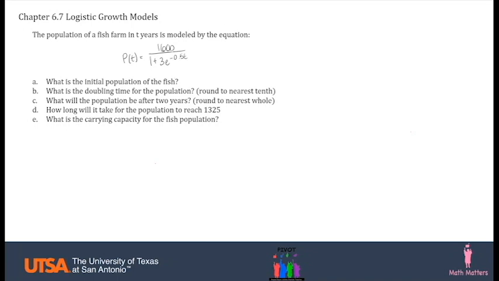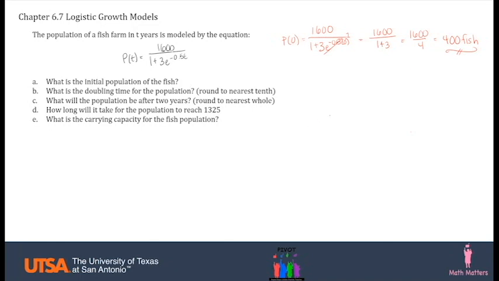Initial population means, what is the population when t equals 0? So we're going to plug in 0 for t. Then we get 1600 on top over 1 plus 3 times e to the negative 0.5 times 0. So negative 0.5 times 0 is just 0, and e to the 0 is going to give us 1. So this term becomes 1. So this simplifies to 1600 over 1 plus 3, which is 1600 over 4.